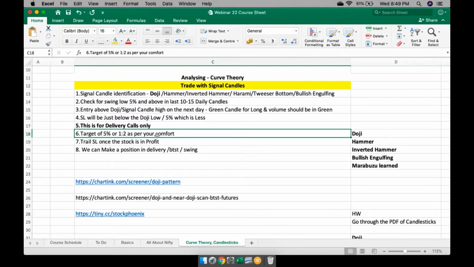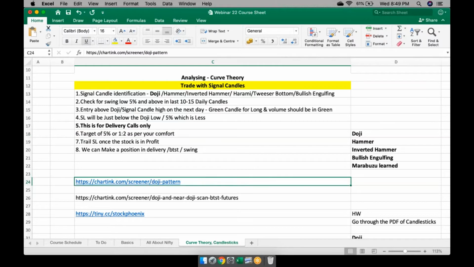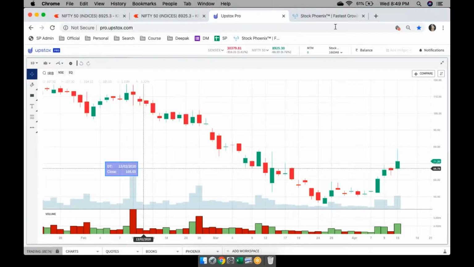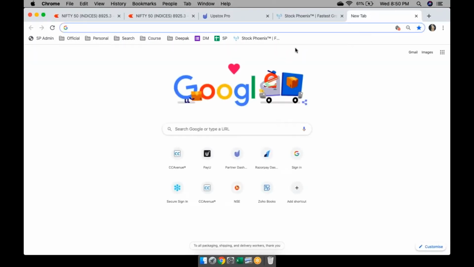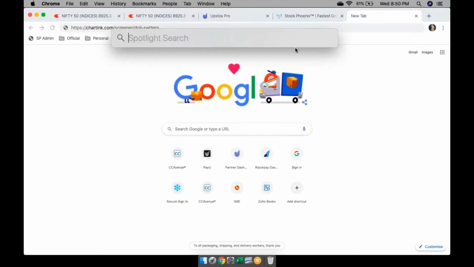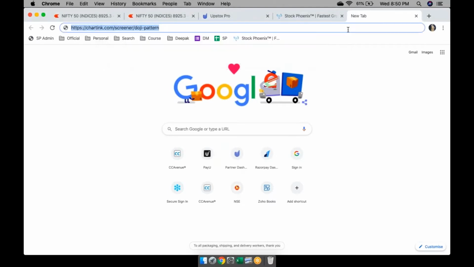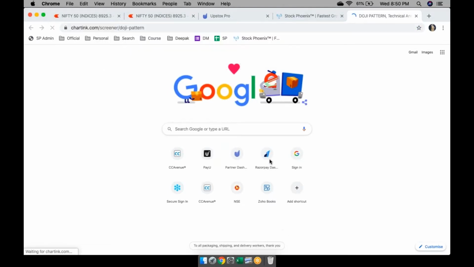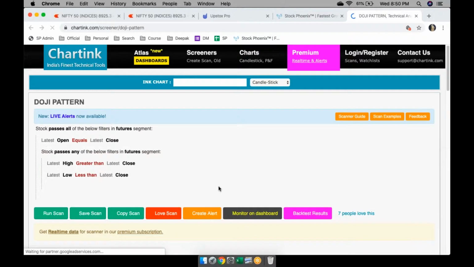Okay. So how to identify doji pattern? We can see here we have a screener. Now the screener comes into role. Just copy the screener and paste it in the Google sheet. It will show you what all the stocks are in doji today.